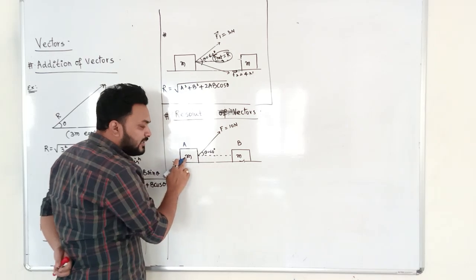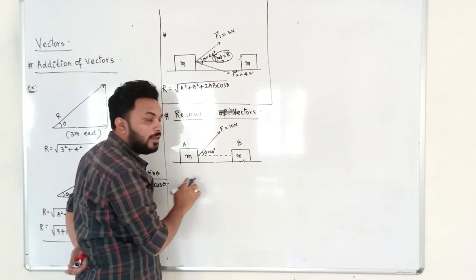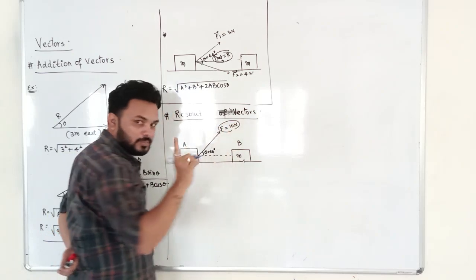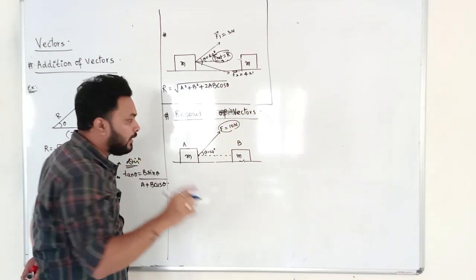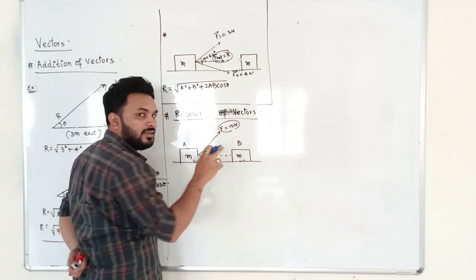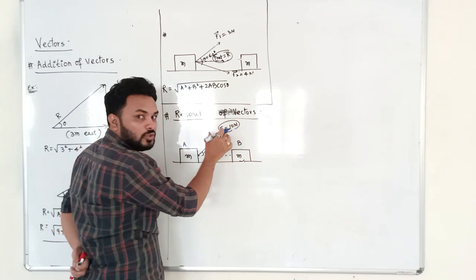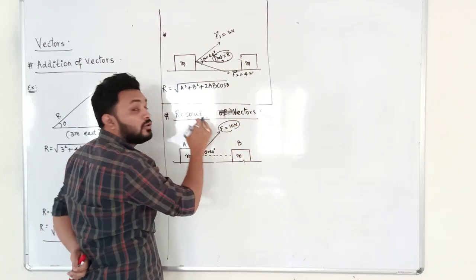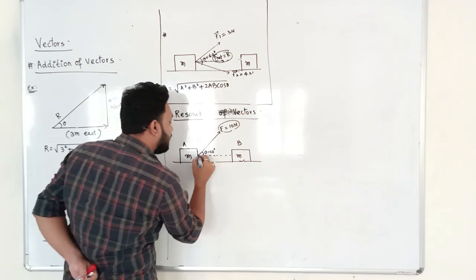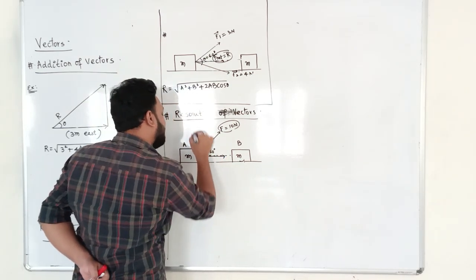Now, to move this block from A to B point, the 10 Newton is not responsible. Correct? If it is moving in this direction, 10 Newton is responsible. Now, this 10 Newton is not responsible. It has a component value, which means in the x-axis and in the y-axis.